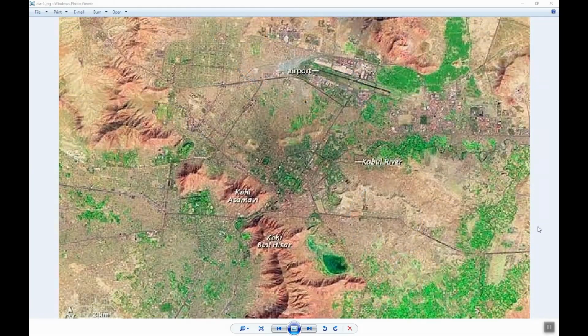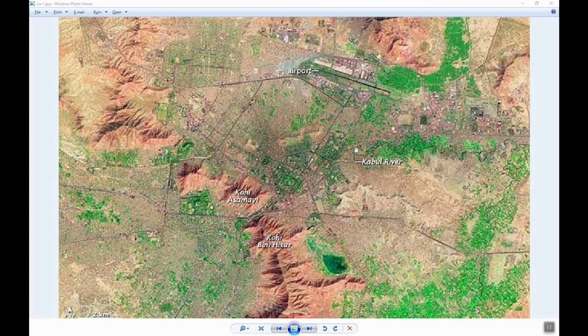So this is a NASA photo of Kabul, the capital. So much in the news right now. Here's the airport up here. Here's the Kabul River. And for more than 3,000 years, because of its strategic location along both the Central Asian and Southern Asian trade routes, it was the late 18th century really that Kabul was established as Afghanistan's capital.